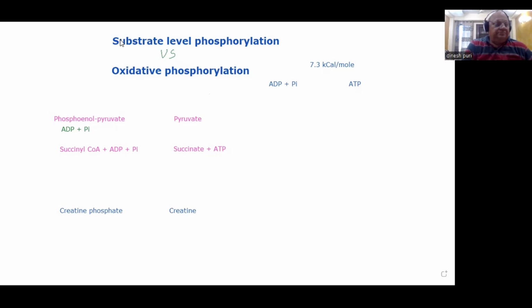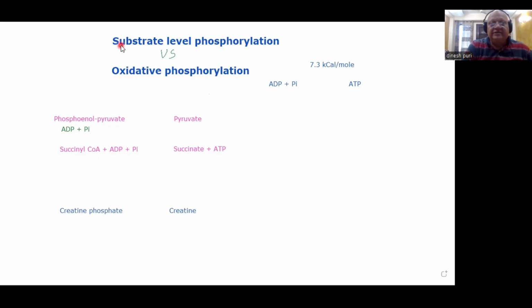Good afternoon. Substrate level phosphorylation versus oxidative phosphorylation. Compare and contrast these two terms. This is an important question asked in examinations and very important for your understanding of the subject also.